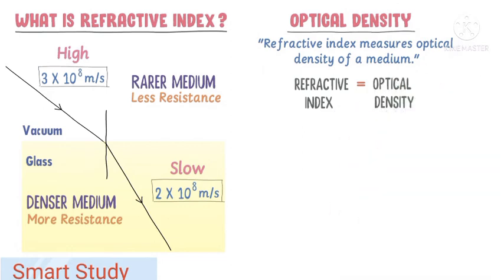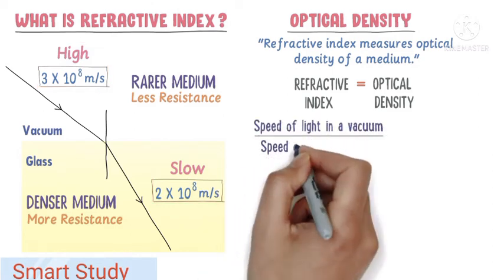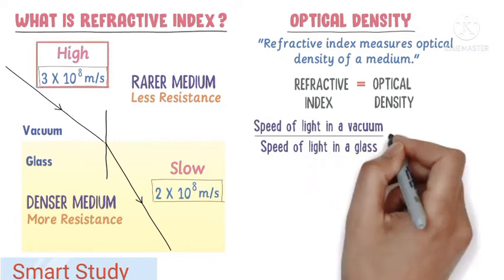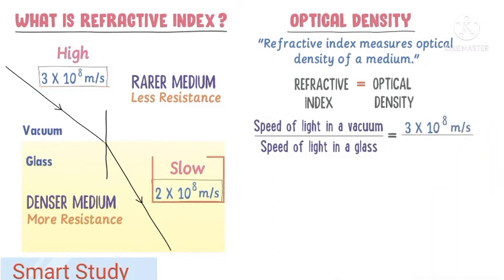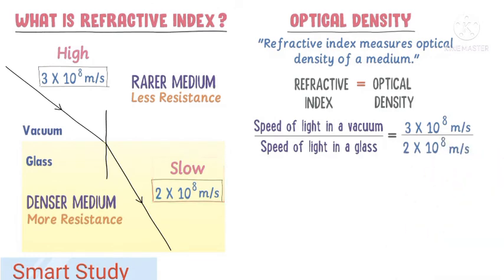For example, I am interested to find how much the speed of light slows down in glass with respect to vacuum. So I will find the ratio of the speed of light in a vacuum to the speed of light in a glass. For instance, speed of light in a vacuum upon speed of light in a glass. We know that the speed of light in a vacuum is 3 × 10^8 meters per second and the speed of light in a glass is 2 × 10^8 meters per second. After calculation, I get 1.5.